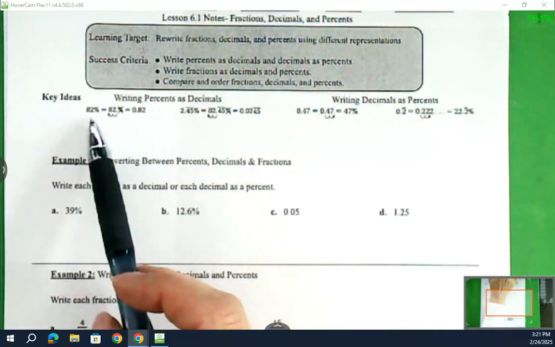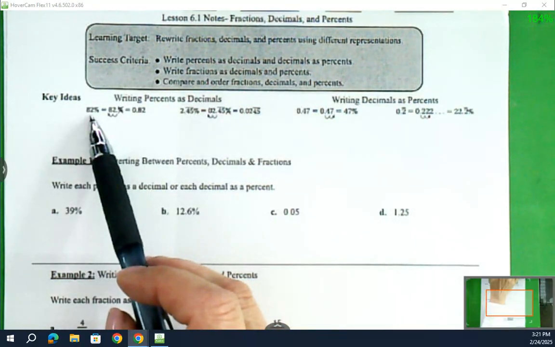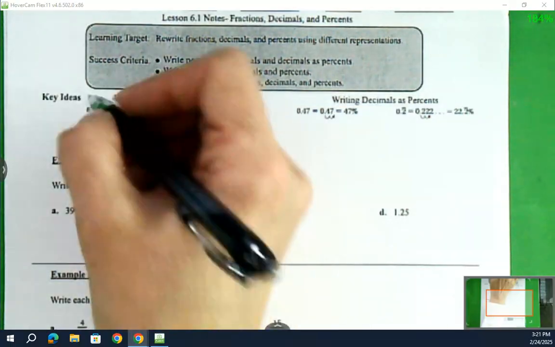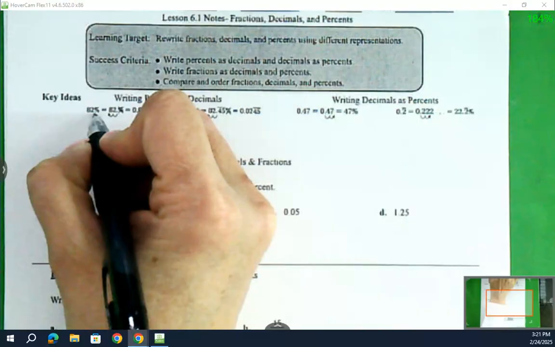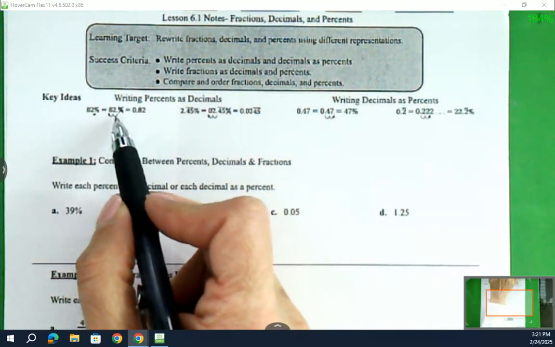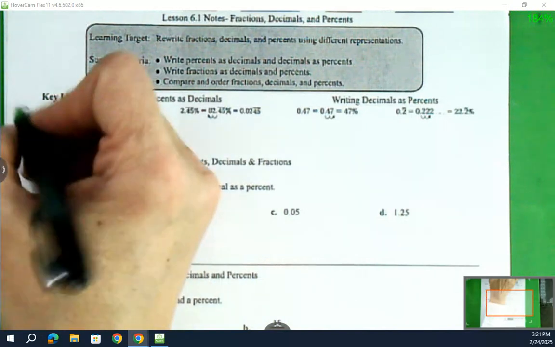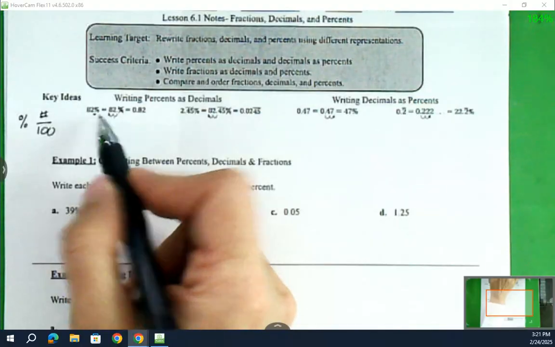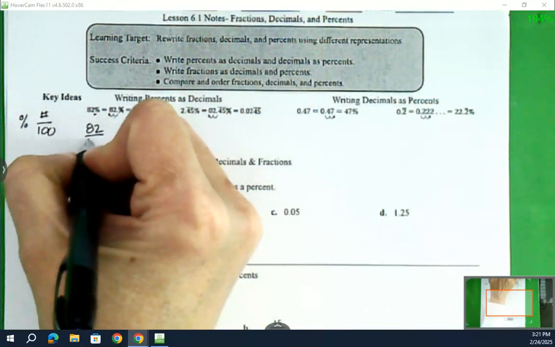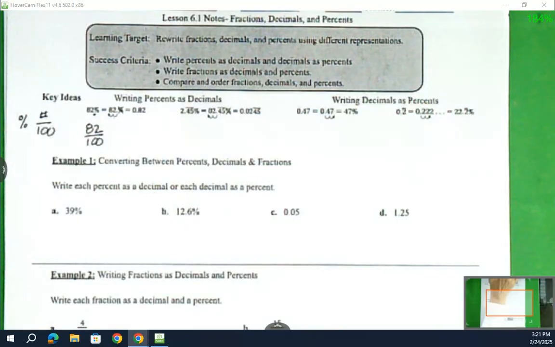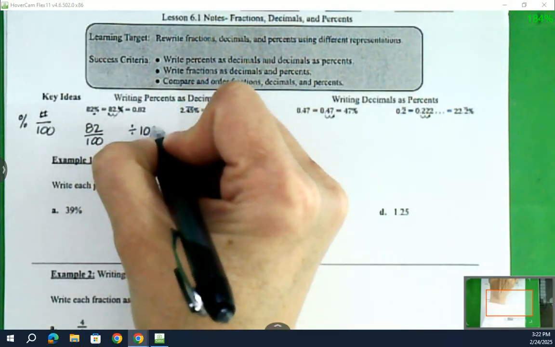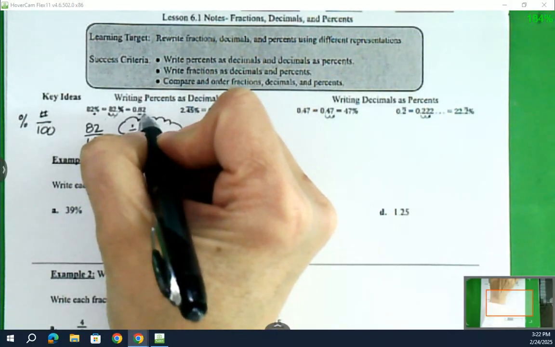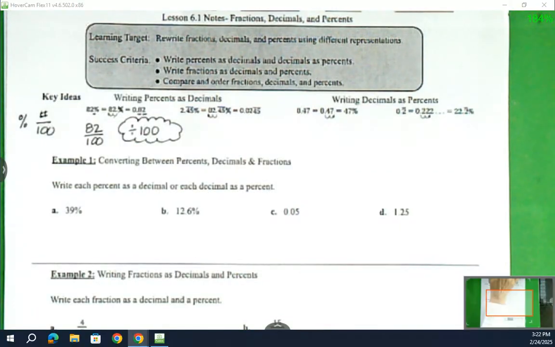So some key ideas here in writing percents as decimals is that 82% can be changed with understanding that there's a decimal after the 82 and moving it 2 decimal places. The way I like to think of percent is percent means the number out of 100. So one way to think about this 82% is that it means 82 out of 100, because that's what percent means. So essentially, if you divide by 100, you can change your percentage to its equivalent fraction, which is the 2 decimal places here, 0.82.